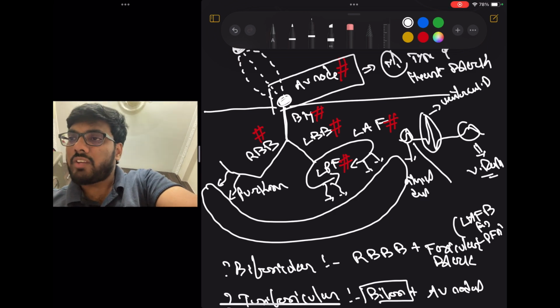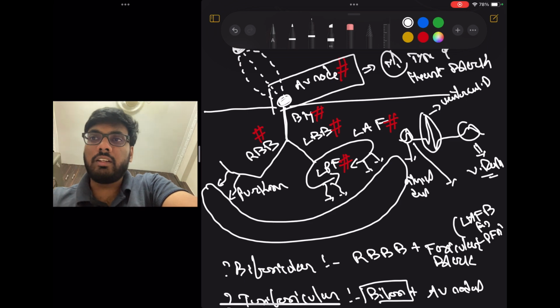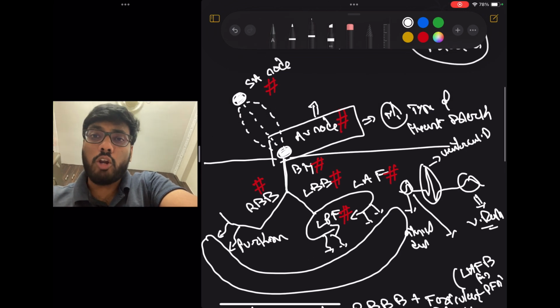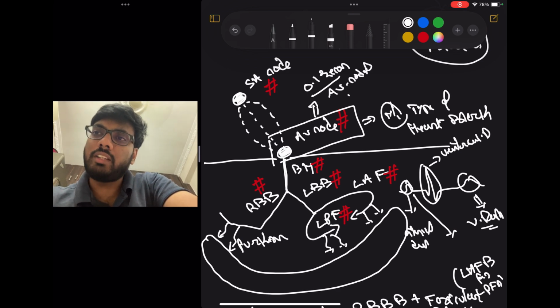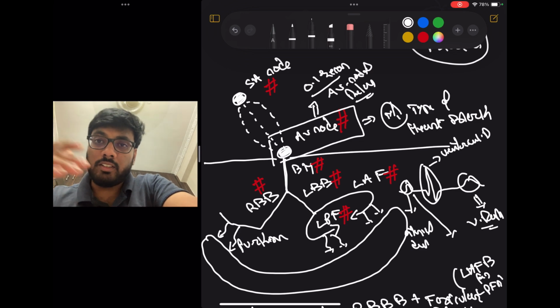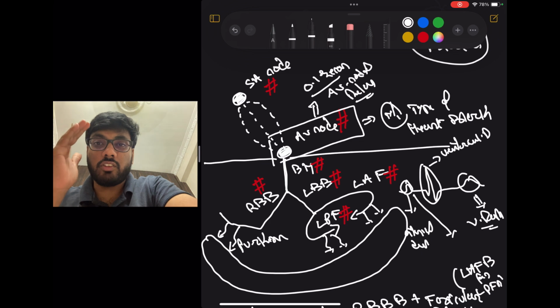Then what is this PR segment suggestive of? AV nodal delay. Normally we have an AV nodal delay of 0.1 seconds. This is normal AV nodal delay. Why is there AV nodal delay? To prevent a simultaneous contraction of atria and ventricles. Because of this delay, there is a sequential contraction of the atria and ventricles, correct?